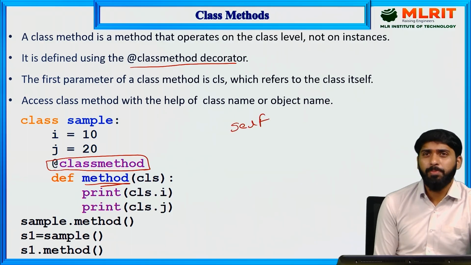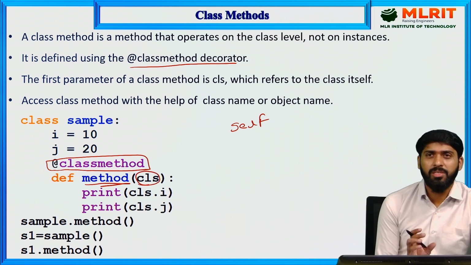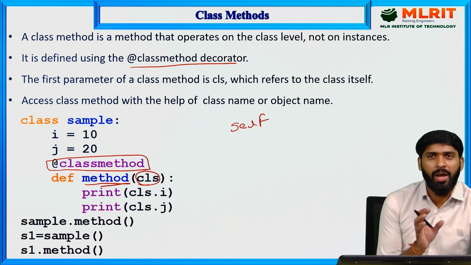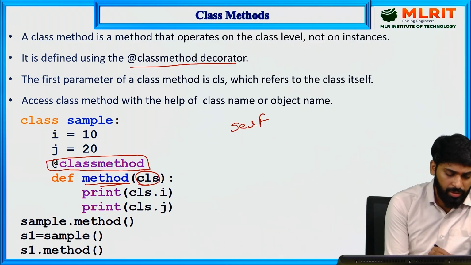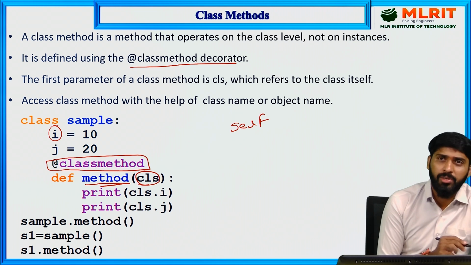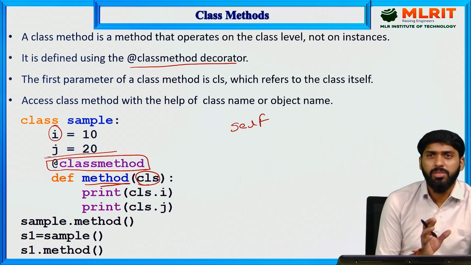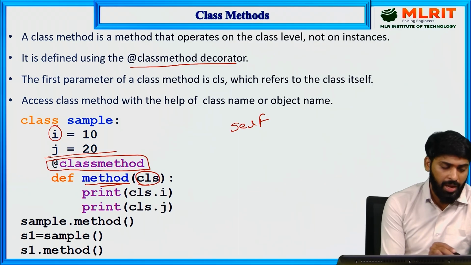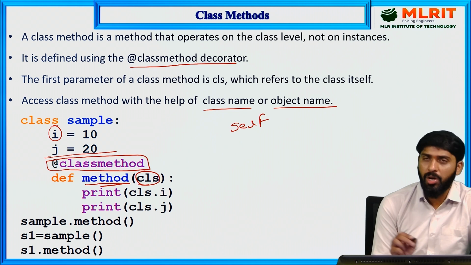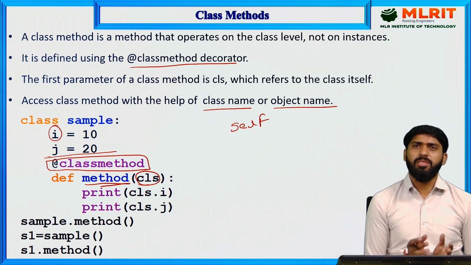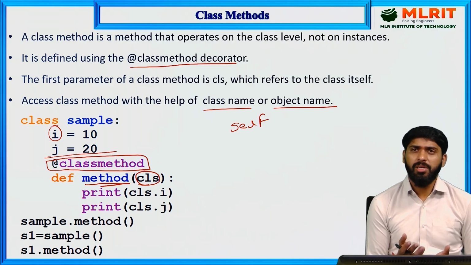So coming to the class method, the first parameter is cls. I am going to use this cls parameter to access the class attributes. What do class attributes mean? If you define attributes inside the class and outside the methods, we call those class attributes. You can access class methods with the help of the class name or the object name.